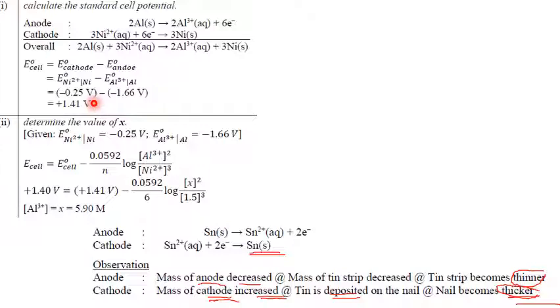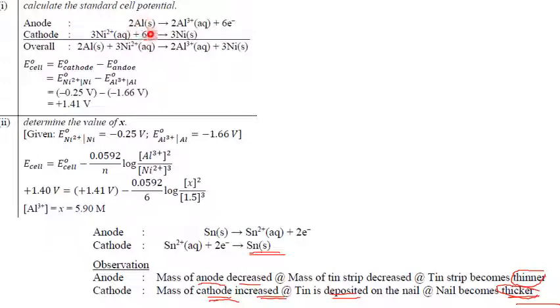Next, the question asks to find out the concentration of aluminium 3+. In order to find this out, you must write down the Nernst equation. What is the value for E cell given? What is the final answer for E cell? Calculated just now for part A. And then what is the n value from here?